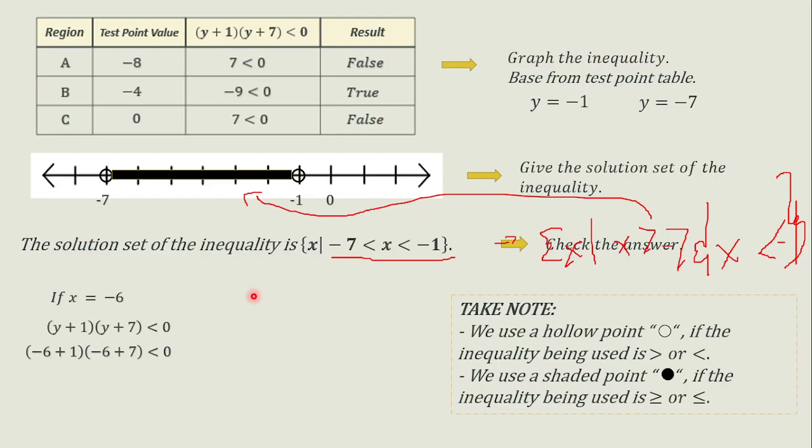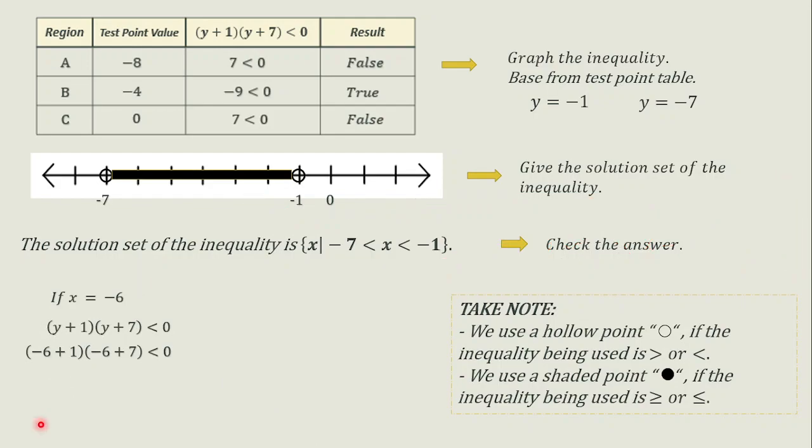Okay, let's perform the checking. So erase ko muna yung mga inks. So for the checking, class, again, nasa gitna, yung solution set natin, class, is nasa region B. It means in between siya ng -7 and -1, which is the root of the quadratic equation. So yung case dito sa pag-checking, pipili lang kayo ng isa kasi isa lang naman yung shaded region.